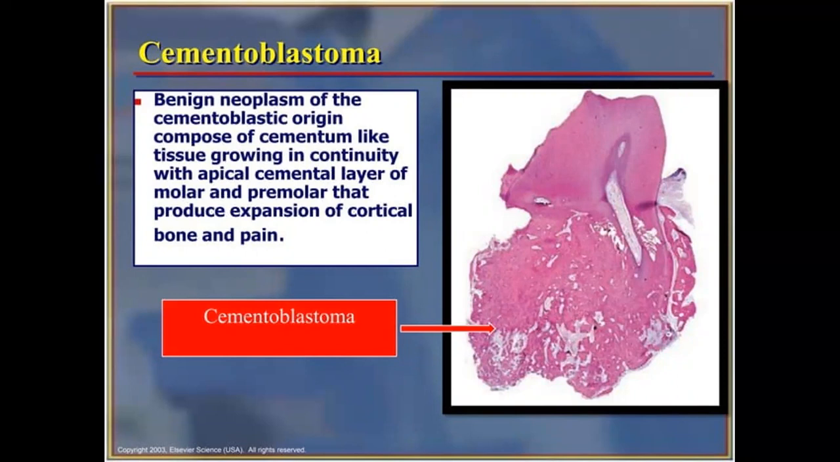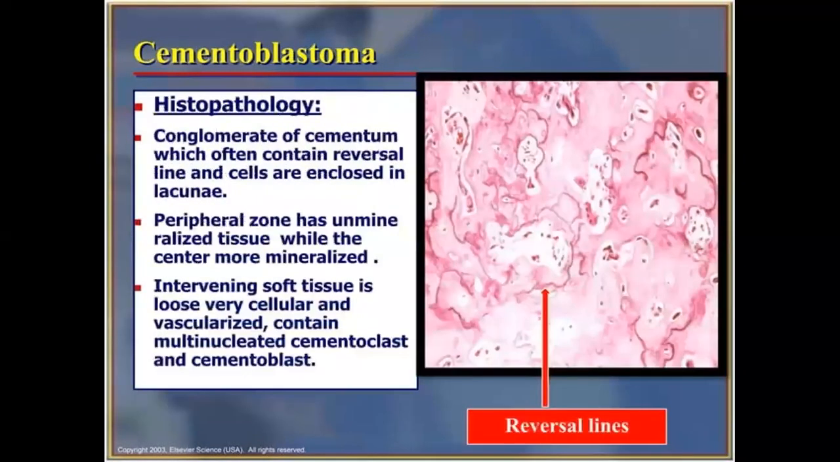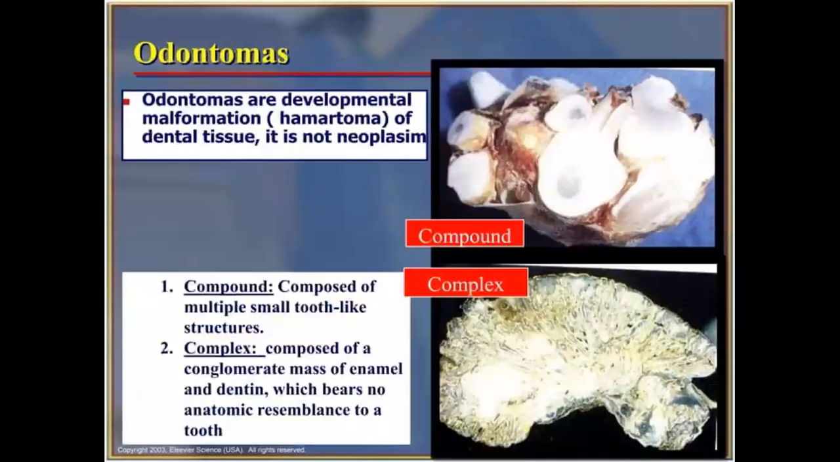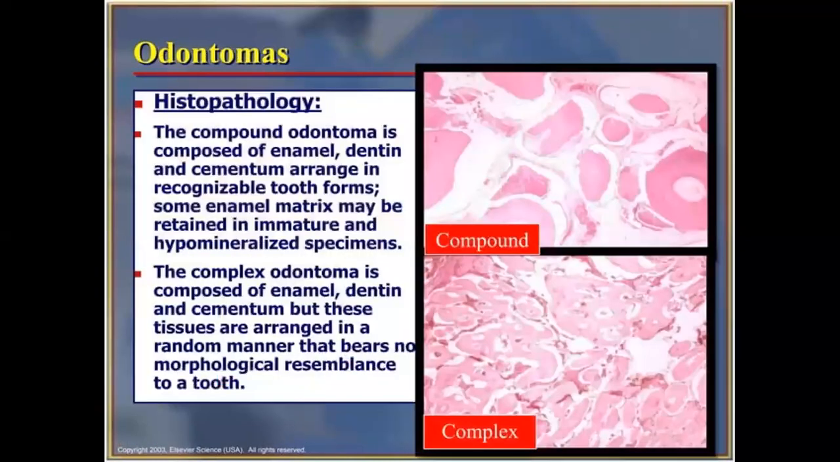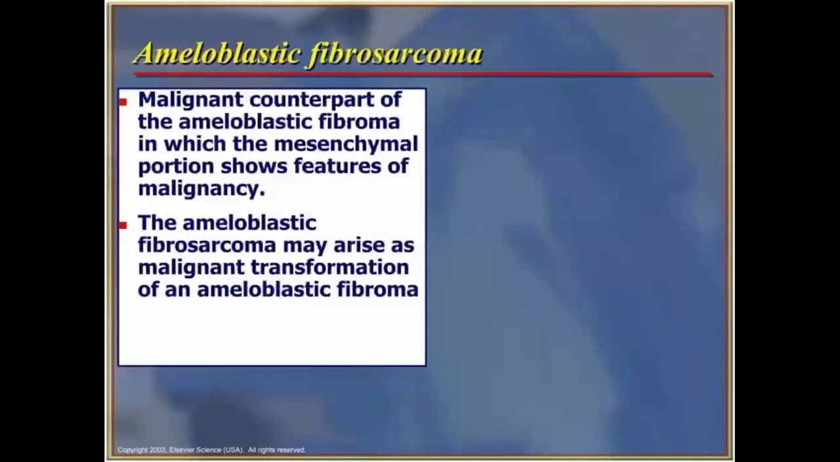It is a benign neoplasm of cementoblastic origin, composed of cementum-like tissue growing in continuity with the apical cemental layer. So here we shall finish, and you can see and learn about the tumors that are common and rare in people in the given slide.